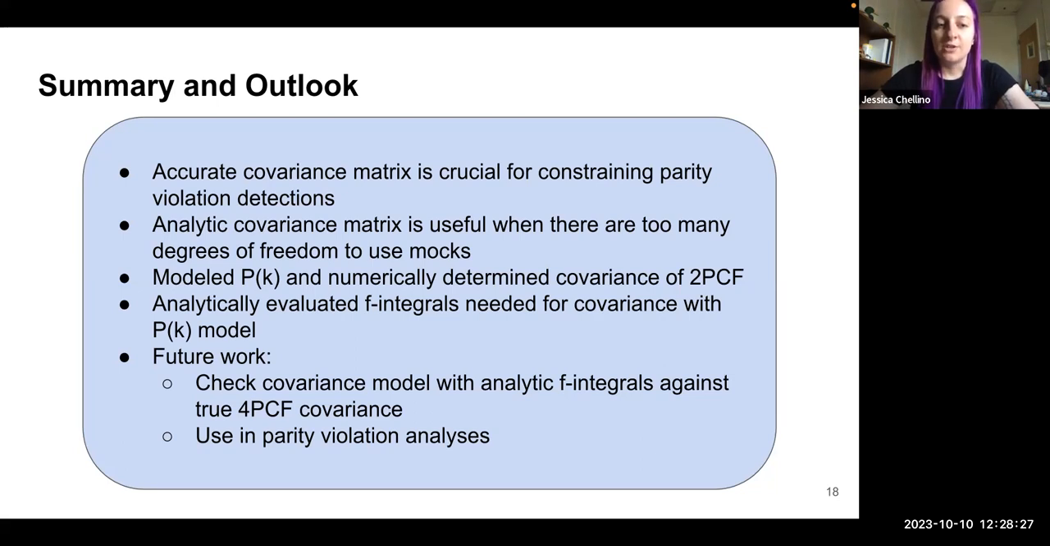And then I used the power spectrum model to evaluate the F integrals analytically that are needed for the 4PCF covariance matrices. And in the future, I'm going to be checking the covariance model that I have with the analytic F integrals against the true 4PCF covariance and hopefully applying this to actual parity violation analyses.